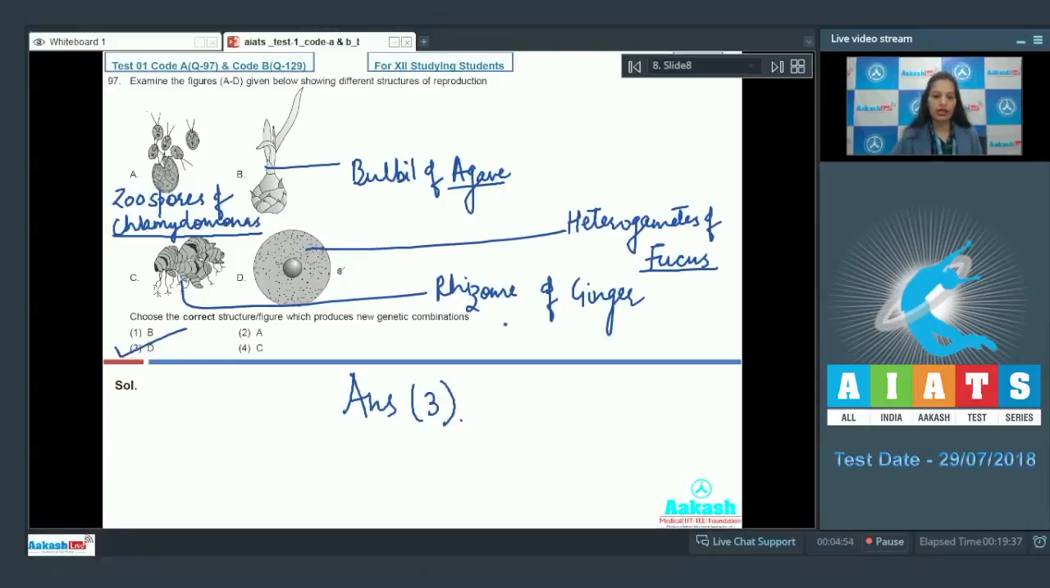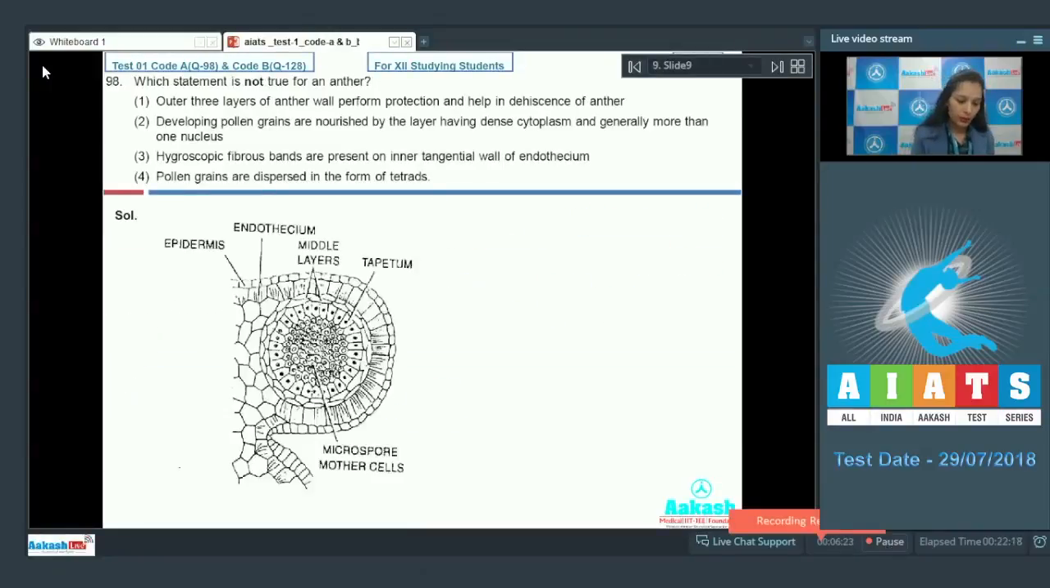Now let's move on to the next question, that is question number 98. Which statement is not true for anther? We need to choose the statement which is not correct about the anther. Statement 1. Outer 3 layers of anther wall perform protection and help in dehiscence of anther.